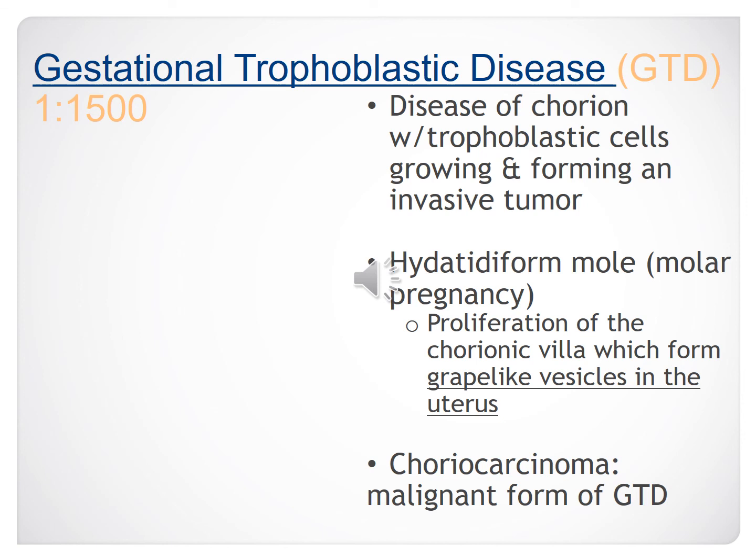And there are two types of GTDs, a molar pregnancy, which is more common, and then there is a choriocarcinoma, which is a malignant form of GTD, where women would have to go through chemo and things like that. So I've attached here a link that discusses in detail gestational trophoblastic diseases.